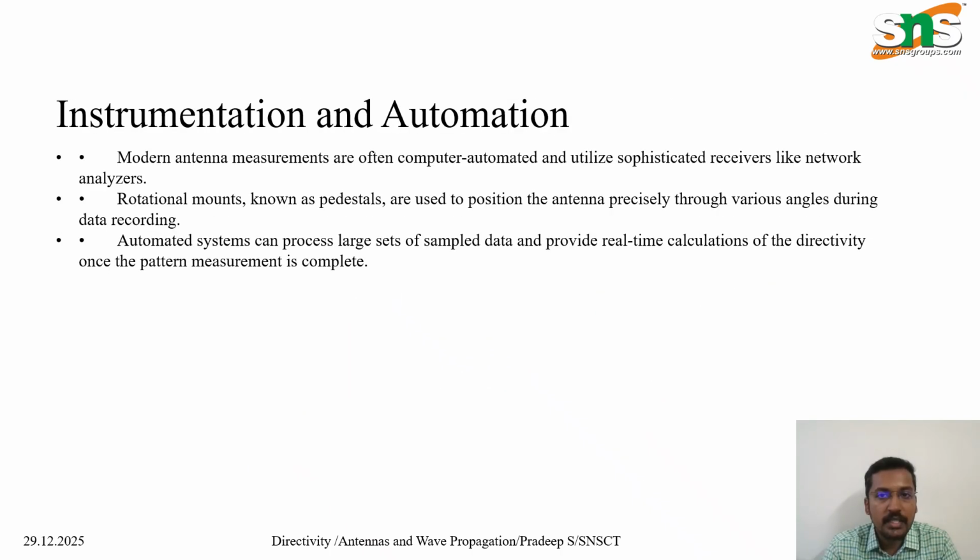Modern antenna measurement systems are highly automated. Sophisticated instruments such as network analyzers are used to measure radiation characteristics accurately. Rotational pedestals help position the antenna precisely at different angles. Computerized systems can process large amounts of radiation data and calculate directivity automatically in real time.